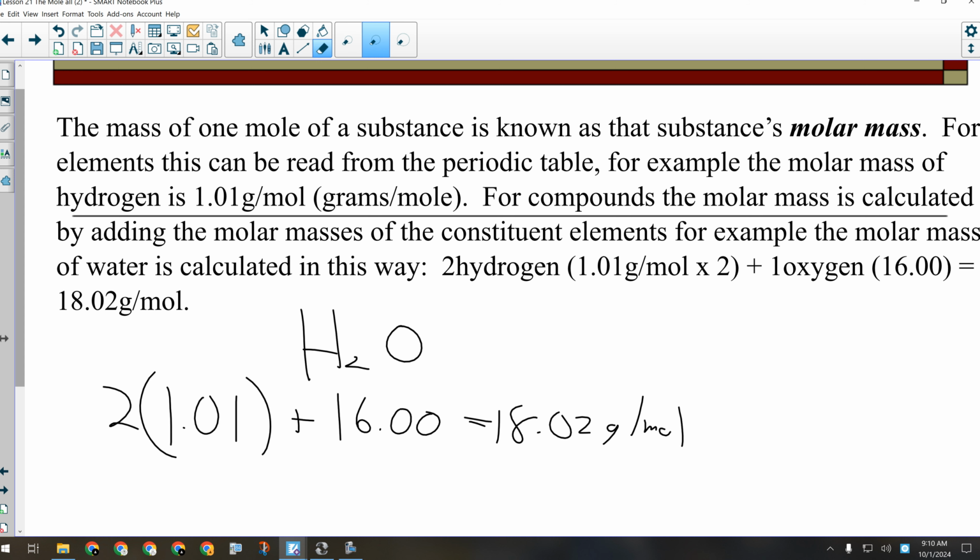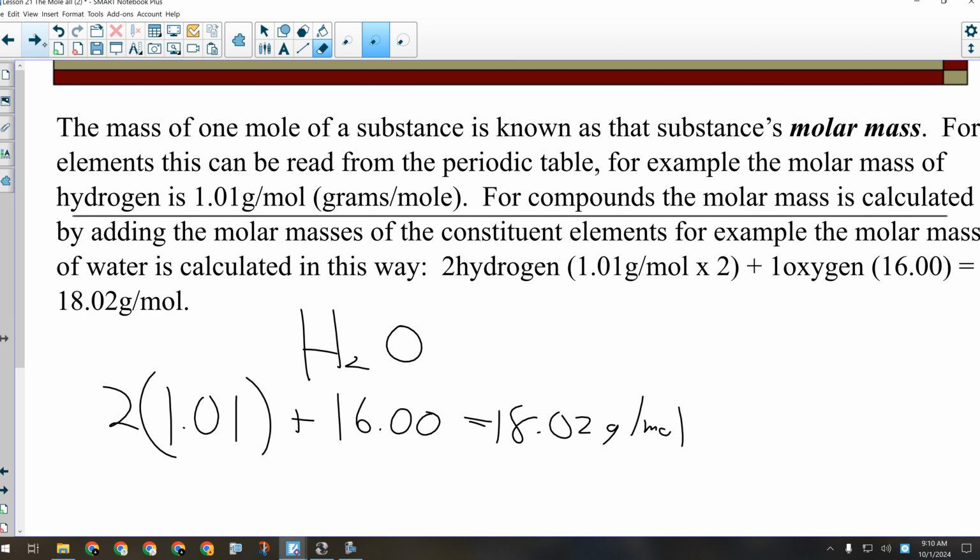Keegan, you had a question? How did you get a 16? Oh, 16 is the molar mass of oxygen. I just got it off the periodic table. That's how we do it with all of them. They're all on there. All we have to do is look on the periodic table and write them out. Everybody with me on that?